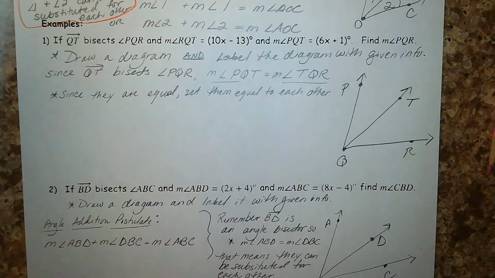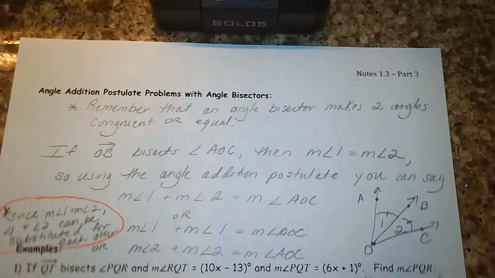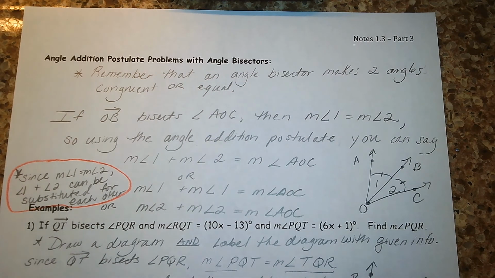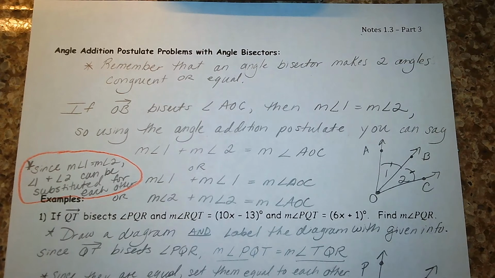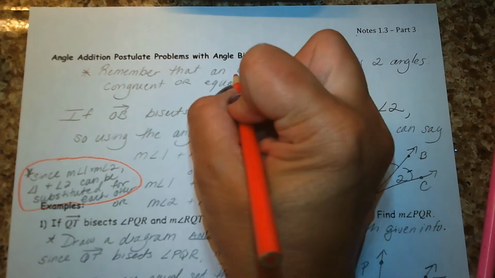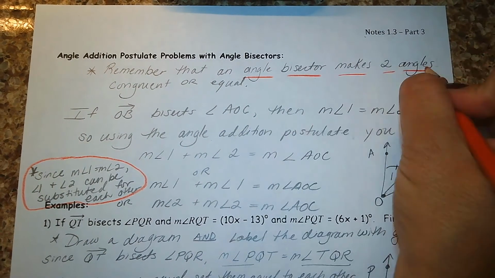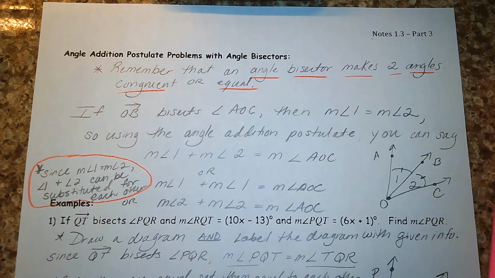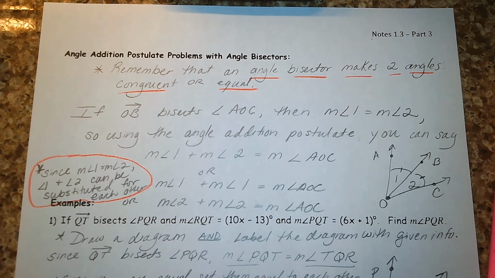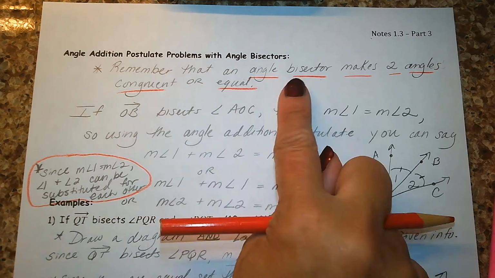Okay, let's continue. This last concept is kind of a lot, but it's when you're using the angle addition postulate with problems that have angle bisectors in them. First of all, remember that an angle bisector makes 2 congruent angles, or equal. So this is what an angle bisector does. It makes two angles either congruent or equal. They're equal if you know the measurements. If you don't know the measurements, we just say that they're congruent.